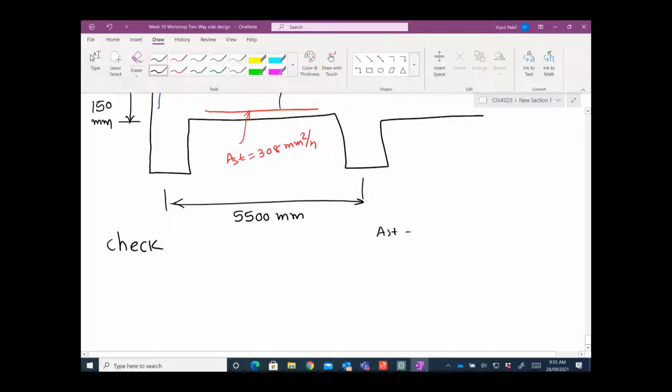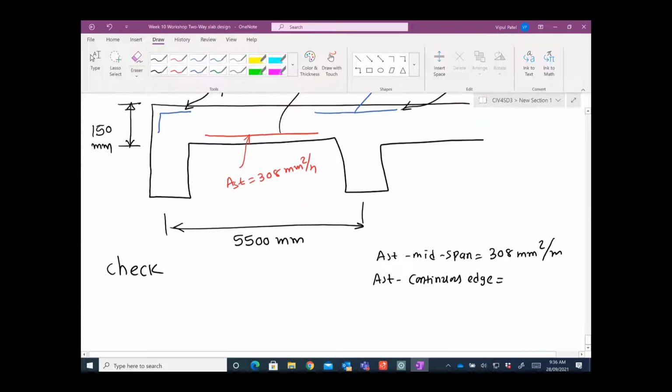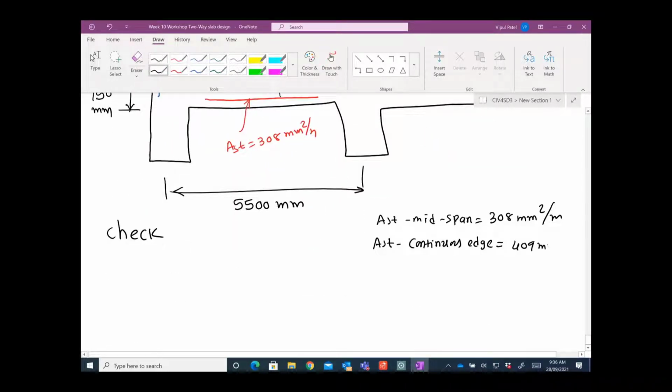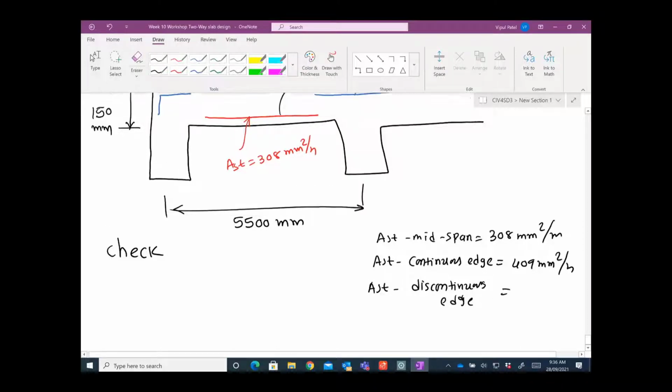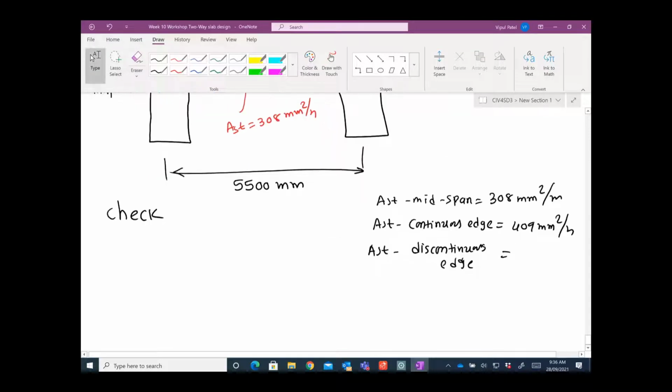AST at the mid span we have 308 millimeters square per meter. AST at continuous edge we have 409 millimeters square per meter, and AST at discontinuous edge we got 154 millimeters square per meter.